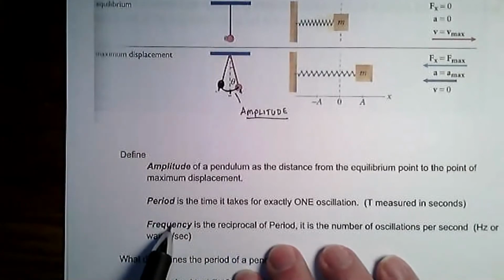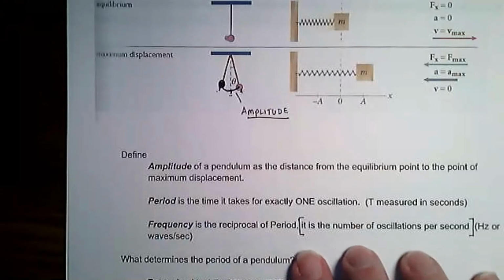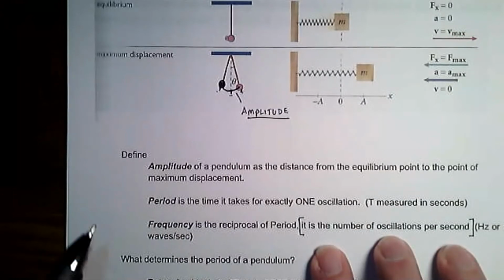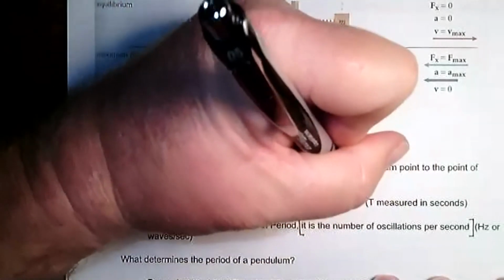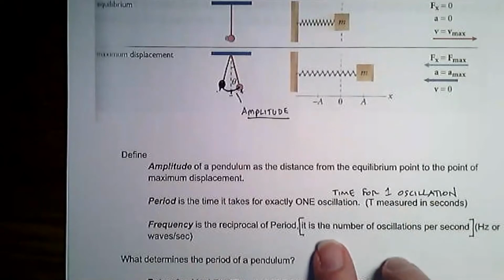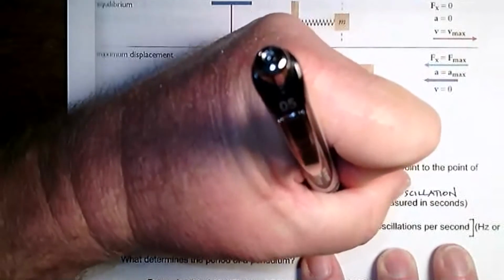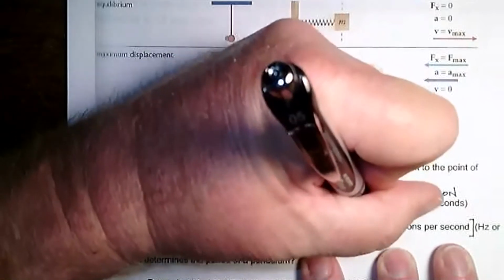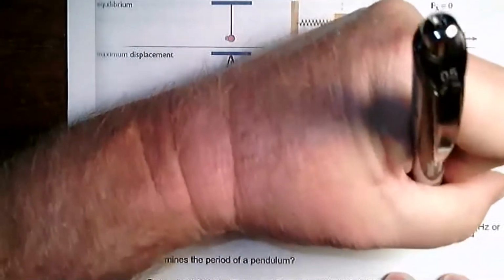Now, the frequency is your basic definition of the frequency. This is the number of oscillations that you have each second. So one way to think about this is that period is the time for one oscillation. On the other hand, frequency is the number of oscillations per unit of time, usually per second.